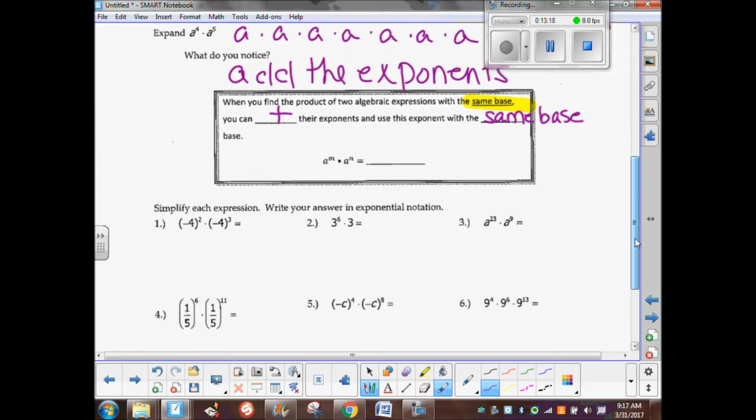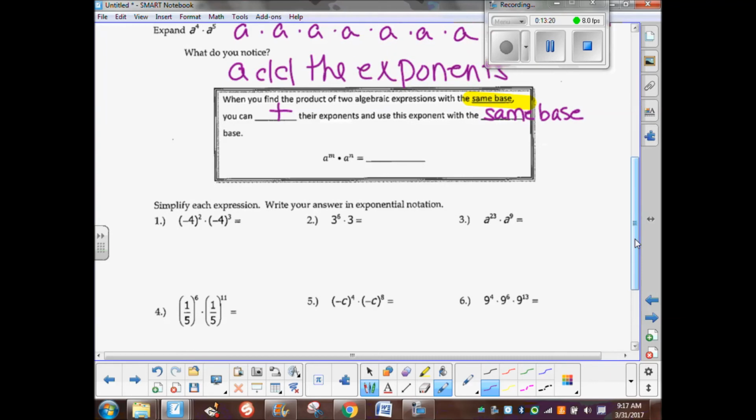So what could I say this is equal to? A to the m times a to the n. What could I say my answer is? A to the m plus n. Don't say mn, because mn would indicate doing what with the m and the n? We're multiplying. We're not multiplying the exponents, we're adding.